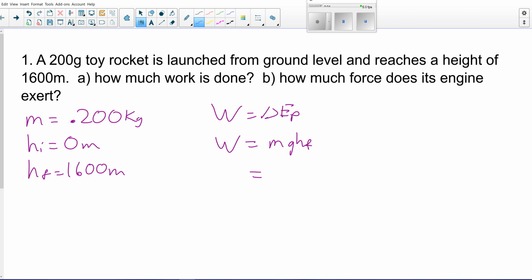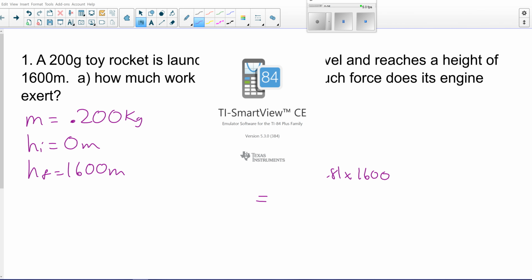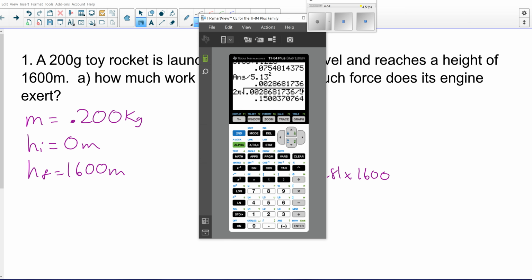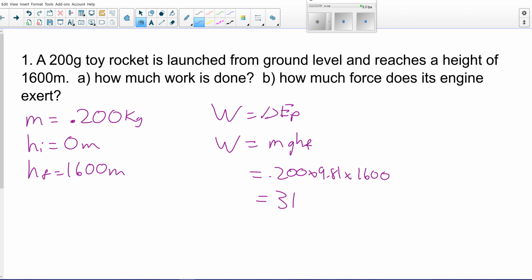So all I have to do is go 0.200 times 9.81 times 1,600 meters. So 0.2 times 9.81 times 1600. All right, so that's going to give 3,139.2 joules worth of work. Okay, so that's part A.